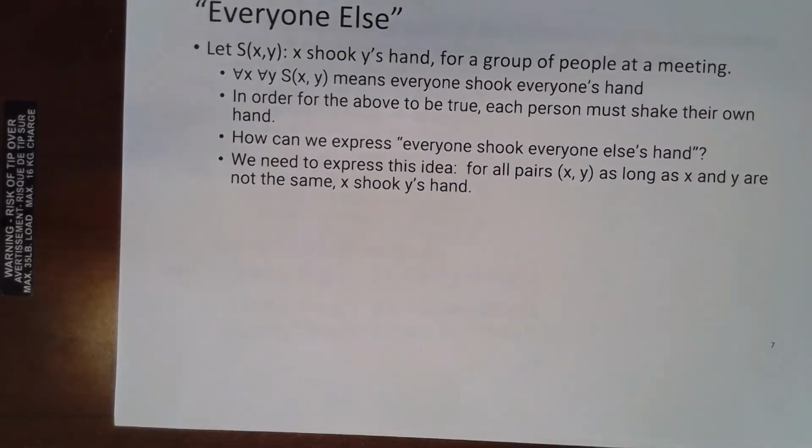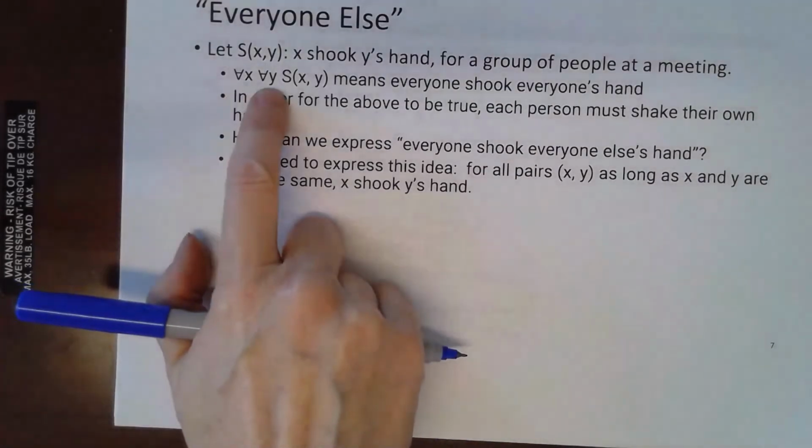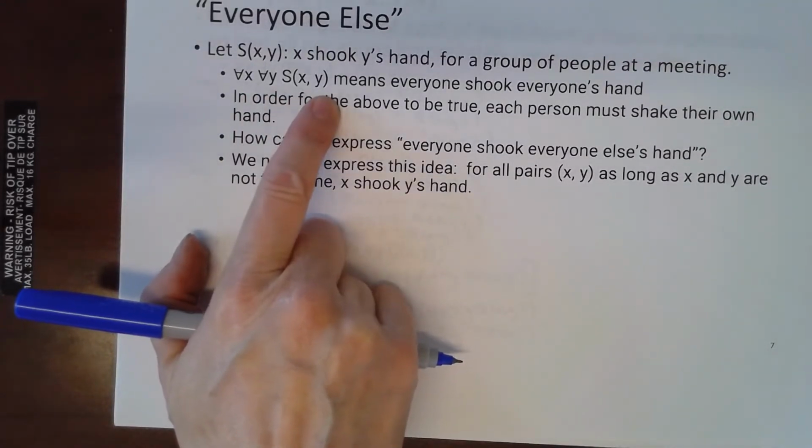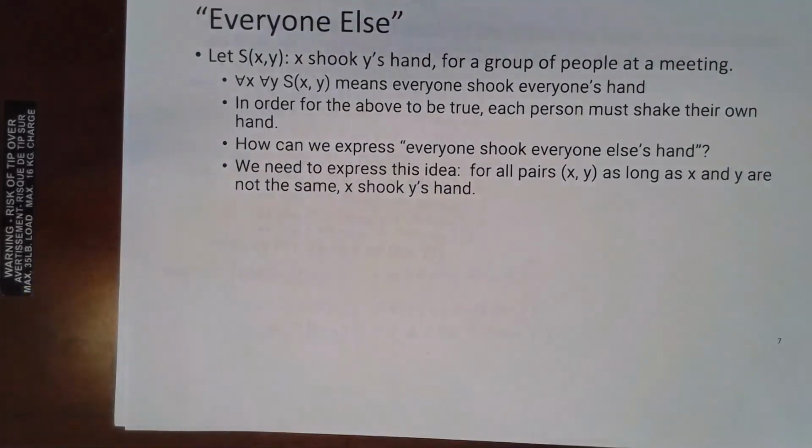Okay, so if we have this predicate S(x,y), imagine there's a group of people at a meeting or something, and S(x,y) means x shook y's hand. So if I say for all x, for all y, S(x,y), that means that everyone shook everyone's hand. Now the only way for that to be true is that every person in the room, including me, has to shake everyone's hand in the room, including me, and I don't have to shake my own hand, right? That's probably not the idea that you're wanting to get across.